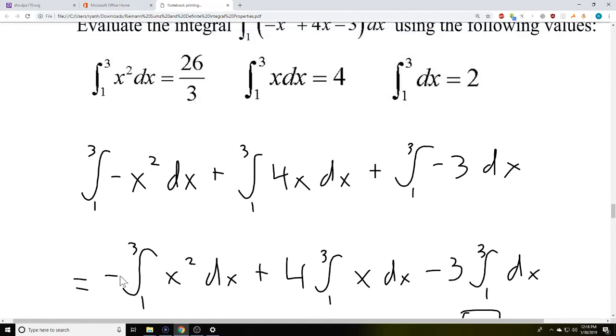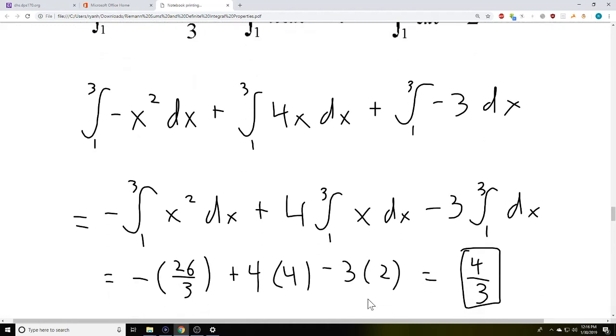So we have, for example, 4 times the integral from 1 to 3 of x dx. Well, we know this is 4. So we can just make this 4 times 4 and substitute in for all of these. And when we do that, we get negative 26 thirds plus 4 times 4 minus 3 times 2. So this is 16 minus 6 is 10. So 10 is 30 thirds. So 30 thirds minus 26 thirds, 4 thirds. All right. And again, we'll have an easier way to do this later on where we'll see that the answer is still 4 thirds. But for now, that's kind of demonstrating our properties of integrals.